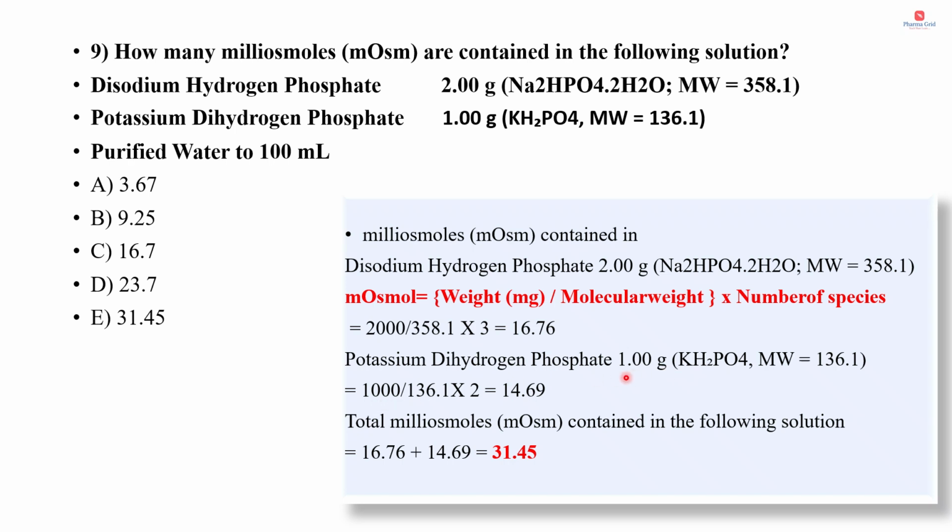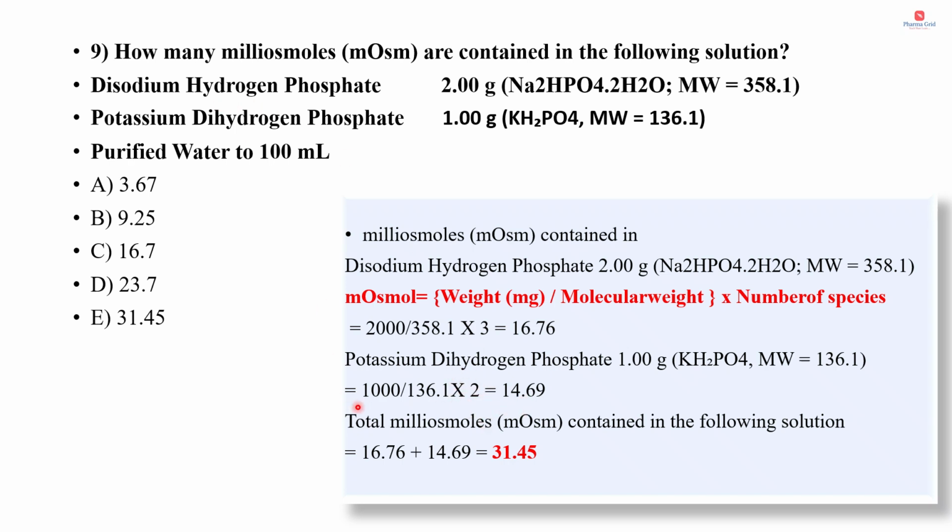That is 1 gram means 1000 milligram divided by molecular weight 136.1 into number of species. So here number of species will be equal to 2 because KH2PO4 can be written as K+ and H2PO4−. Okay, so there will be 2 number of species. So multiply by 2, that is equal to 14.69.